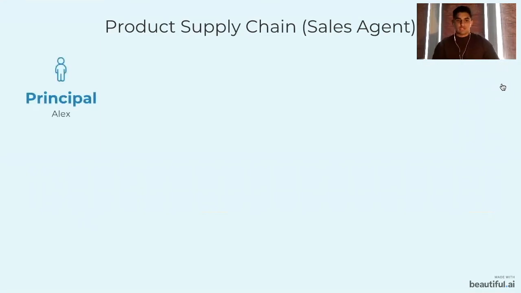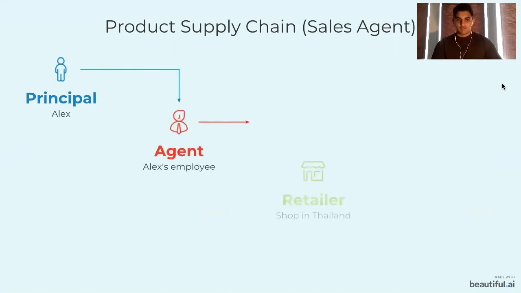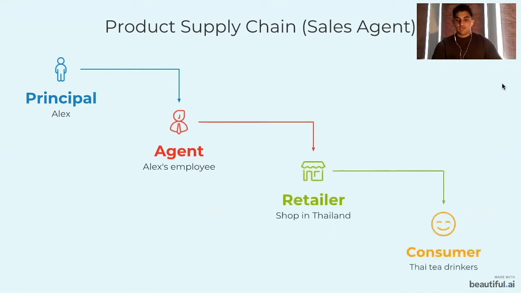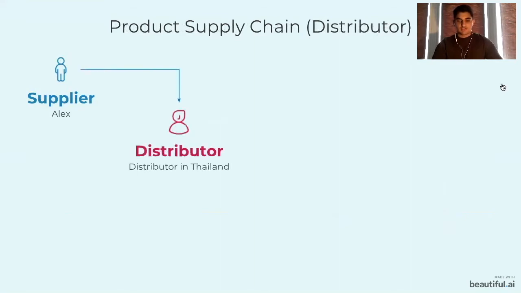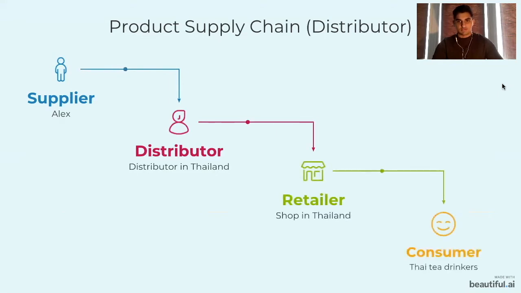With a sales agent, you have the principal, which is Alex, who gives products to the agent, who could be Alex's employee, who will then find retailers, shops in Thailand, who will then sell it to consumers, the Thai tea drinkers. And then for distributors, it's very similar, except this time Alex is acting as the supplier, gives it to the distributors in Thailand, they give it to the shops in Thailand, and they give it to the consumers, okay?